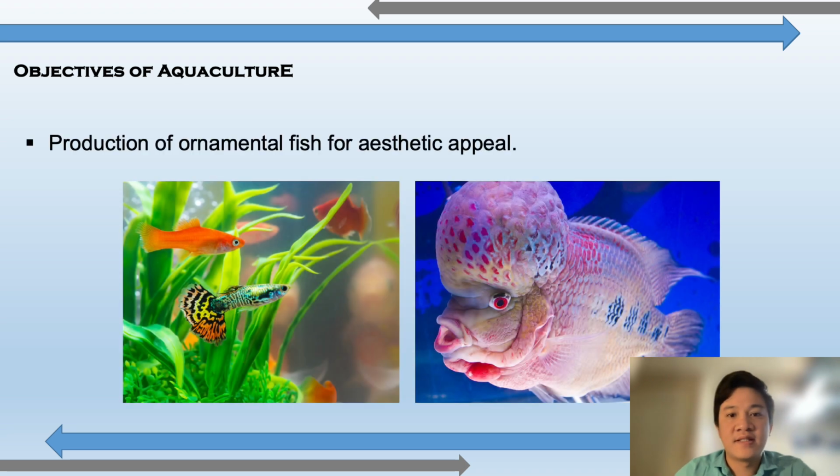Another objective is the production of ornamental fish for aesthetic appeal. So this objective is primarily for ornamental fish hobbyists. Ornamental fish culture scopes the process of rearing fish that are usually colorful and provide attractive physical attributes. These ornamental fish provide beautification as they are widely placed in offices, gardens, or even in our homes. So besides rearing fish as a source of food, this objective of aquaculture is considered a source of visual satisfaction to us humans.